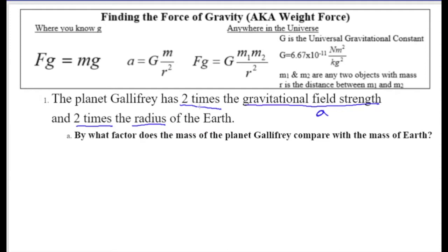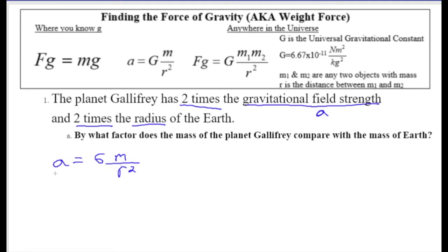Because they're giving us this information up here telling us that the gravitational field strength is 2 times that of Earth and the radius is 2 times that of Earth, we can just answer this in relation to the factor of what it will be in comparison to Earth. So let's go ahead and write down our equation. Acceleration, or gravitational field strength, is equal to big G times m over r squared. And again, because this is a factor type question, we don't actually need the values of these in here. We don't need to know what the mass of the Earth is or the radius of the Earth to figure this out.